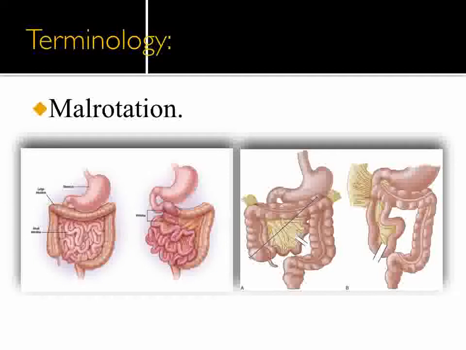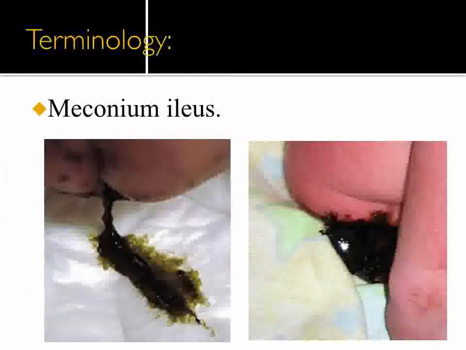Okay, the last term is meconium ileus. What is the meconium? Meconium is the normal stool passed by the baby during the first 24 hours of his life. The normal meconium is dark green in color and it is not viscid, so it is passed easily by the baby during the first 24 hours.